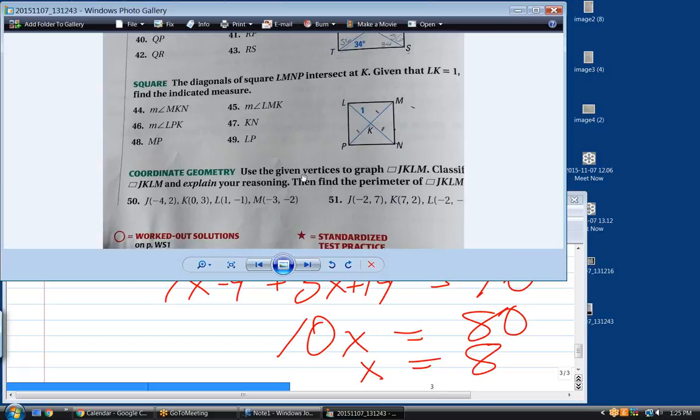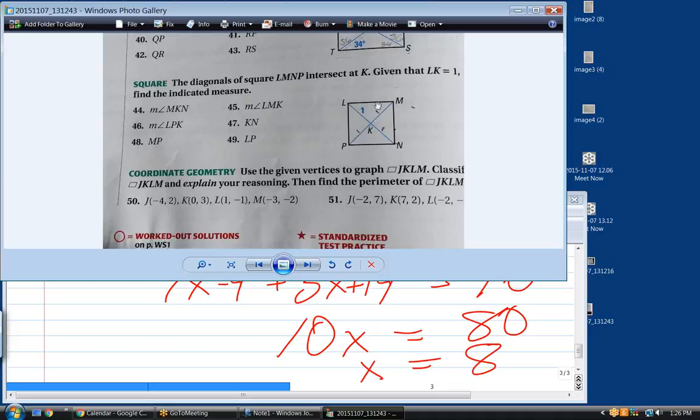Okay, this is a square. What is the measurement of MKN? That angle right there. So it would be 90 degrees? Yeah, remember when we were answering that question about the diagonals being perpendicular? They are for a square. So if those two lines are perpendicular, each of these angles is 90 degrees.